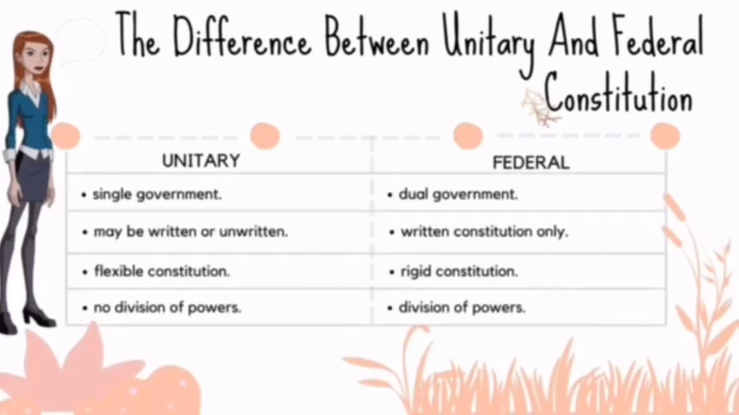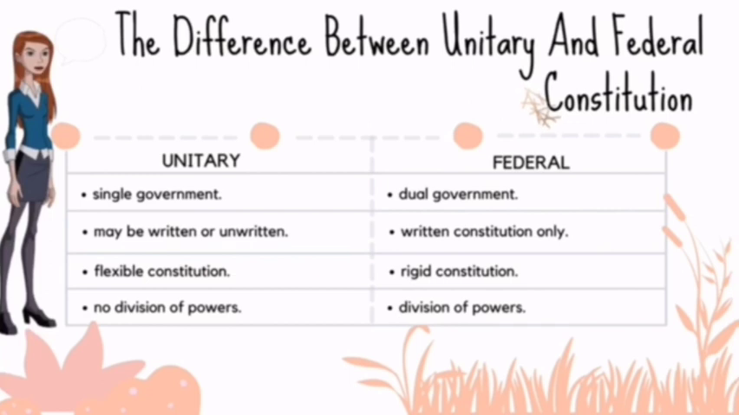Now, we move to the difference between unitary and federal constitution. Unitary constitution has a single government. It means all the power comes from one government. Then federal has a dual government because the national government and state government both hold the power. Secondly, unitary may be written or unwritten. Meanwhile, federal is usually a written constitution only.